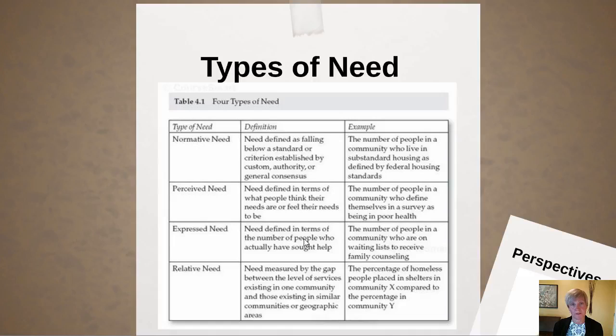Of course, you want to take a look at all of those in a needs assessment, and they do a good job defining those, and this will be part of your quiz, obviously. But I wanted to talk just a little bit. I think normative needs was pretty easy.